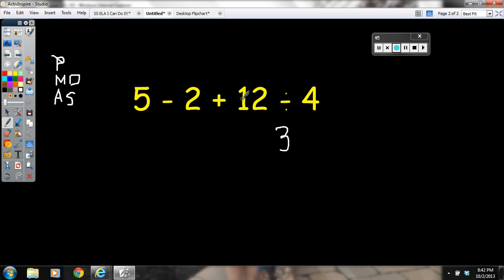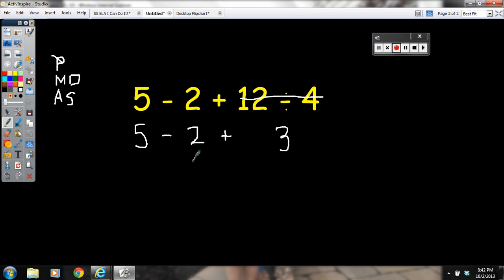I want you to cross out that 12, cross out the division sign, and cross out that 4. We're done with that part of the problem, and what you're going to do, like we did in the previous step, is bring down whatever you did not use. I'm bringing down the plus sign, the 2, the minus sign, and the 5. And I'm left with a new expression. I have 5 minus 2 plus 3.